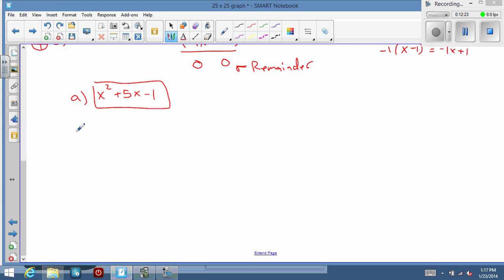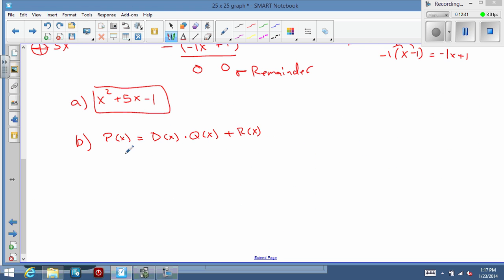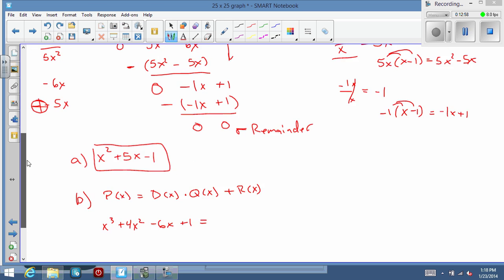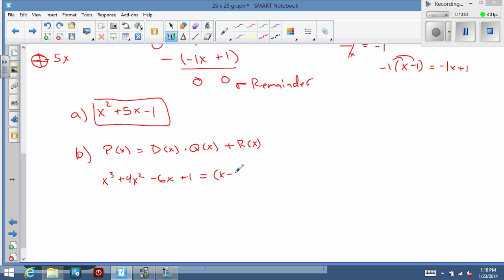For part B, for the division algorithm, that's P of x equals D of x times Q of x plus R of x. Okay, so P of x is our original polynomial, which is x cubed plus 4x squared minus 6x plus 1 equals our divisor. The divisor is x minus 1. So I'm going to put that in parentheses, x minus 1.